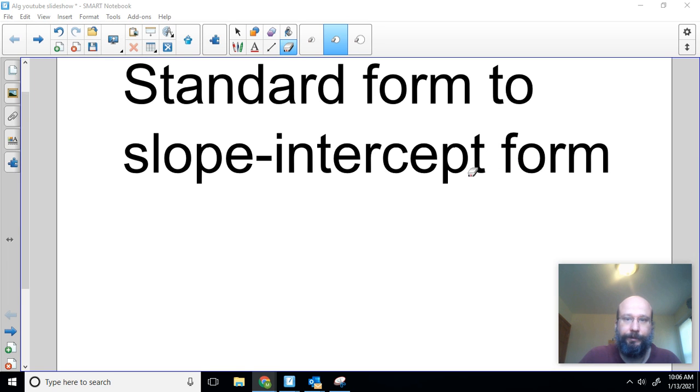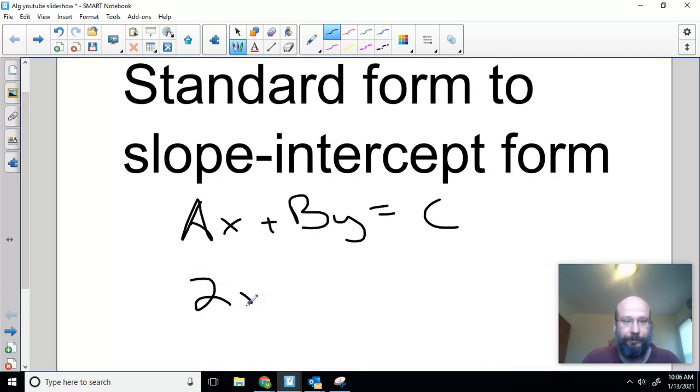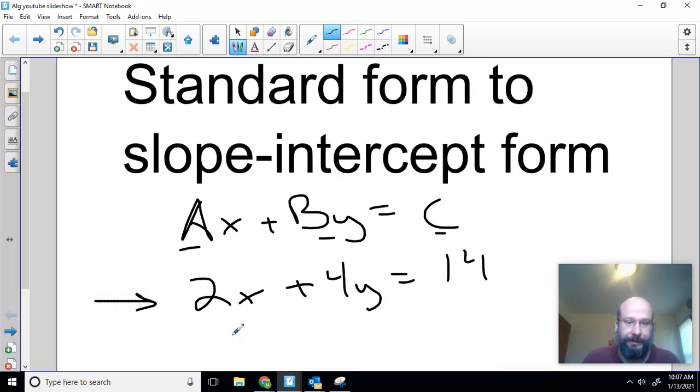Hi guys, we're going to do going from standard form to slope-intercept form. Now standard form is Ax plus By equals C. So there's a number, or maybe there's not a number, but like 2x plus 4y equals a number, 14, right? A, B, and C are numbers. So standard form looks like this.